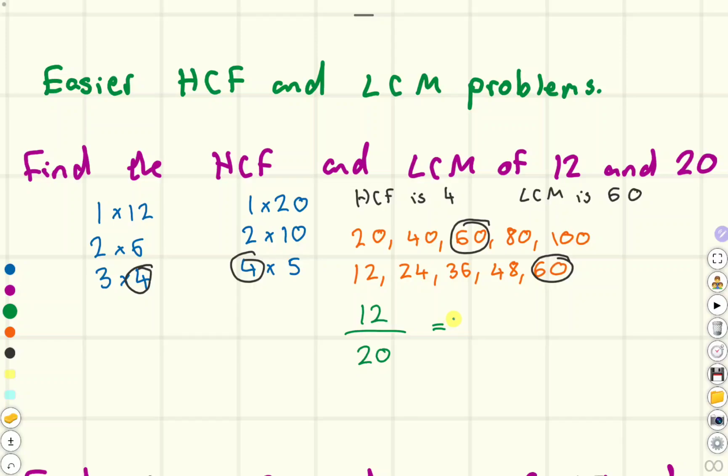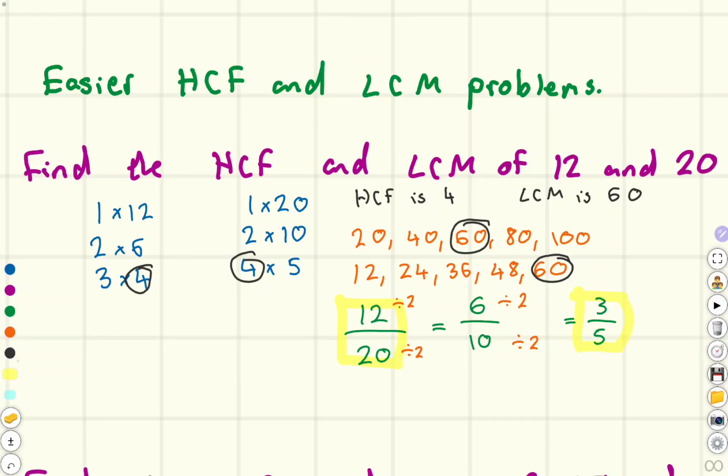And now I simplify this fraction as much as I can. So I'm going to divide the top and the bottom by 2 to begin with, and that's going to give me 6 over 10. And now I'm going to divide by another 2 because I can divide by 2 once more, and that's going to give me 3 over 5, and that now is in its simplest form. So this was my starting fraction. This is my ending fraction.